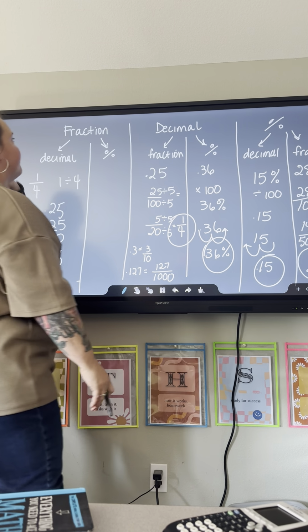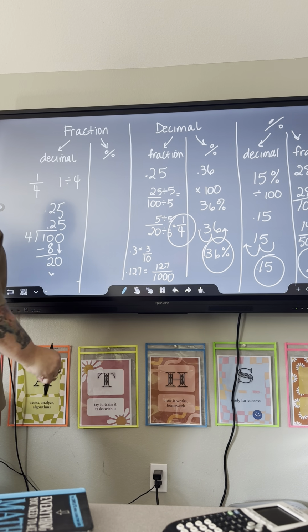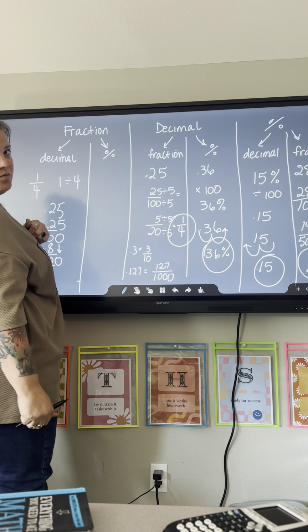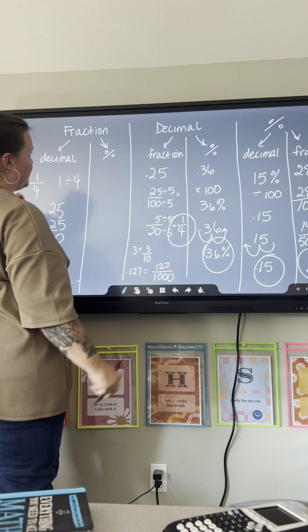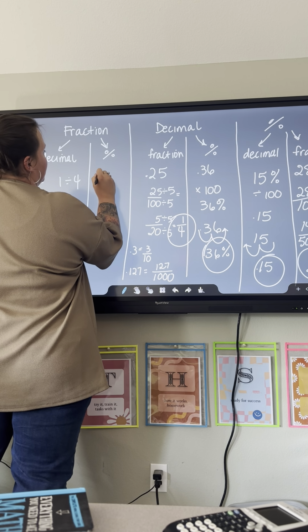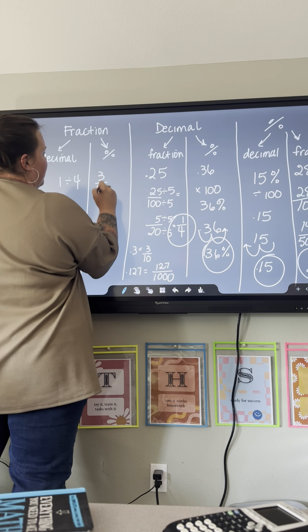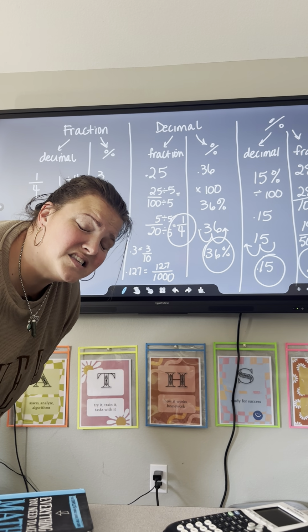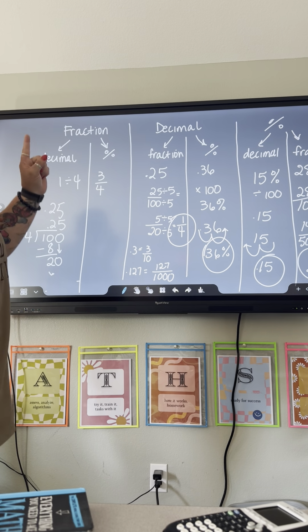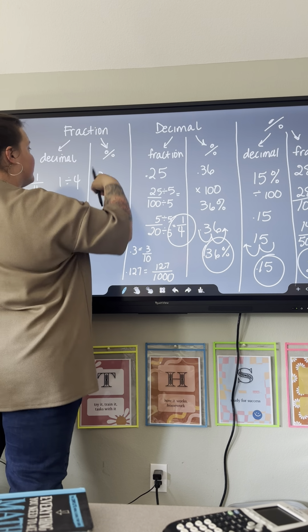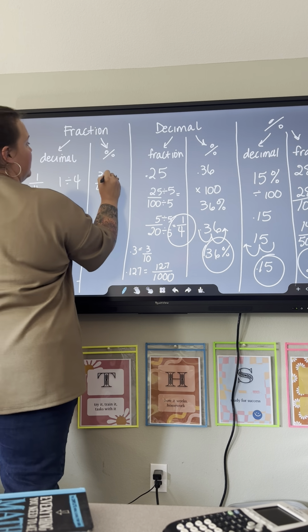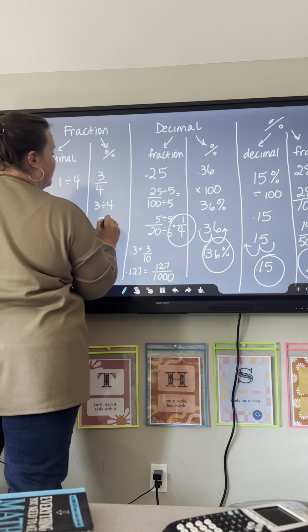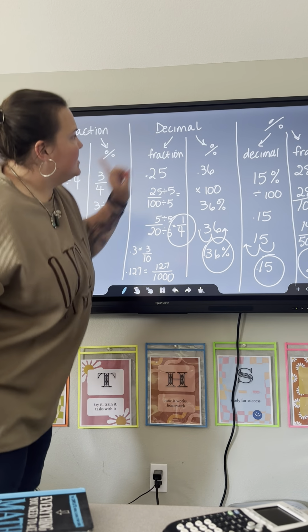It's all this. So, fraction to percent. Honestly, turn it into a decimal and then turn it into a percent. That's what I would do. Let's say we have 3/4. There are a couple ways to do this, but honestly, the simplest way is to turn it into a decimal first, which we know how to do. 3 divided by 4 in the calculator. You're going to get 0.75. Now we turn the decimal into a percent.